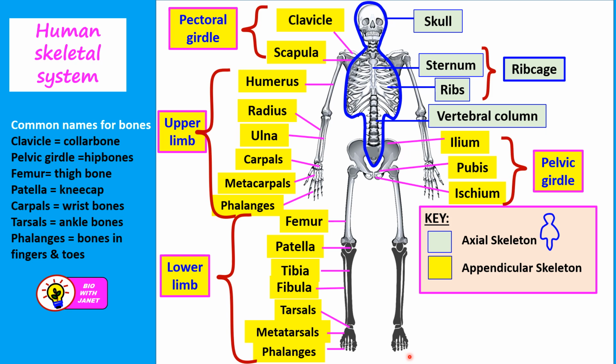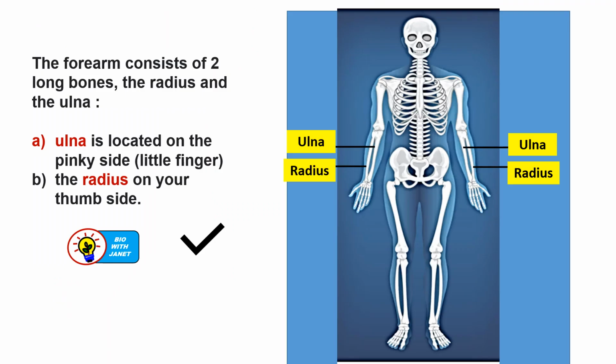So do we have to know the names of all these bones? Yes, for objective questions, you may be asked which are the bones of the appendicular skeleton, or which are the bones of the axial skeleton. So you have to remember the names of these bones. Here is the axial skeleton outlined in blue for you, to separate it from the appendicular skeleton.